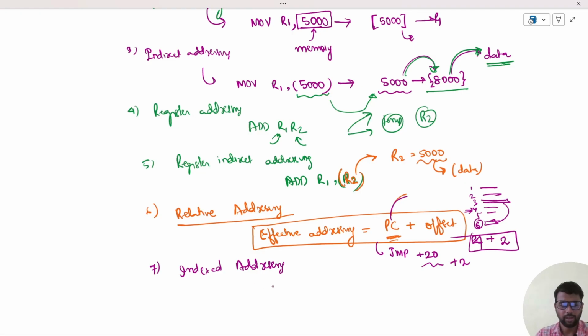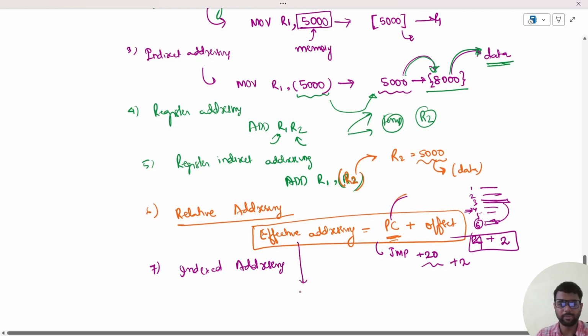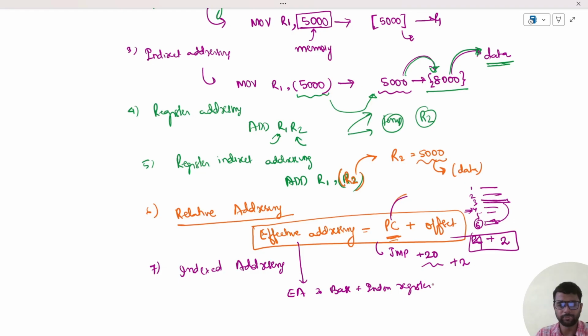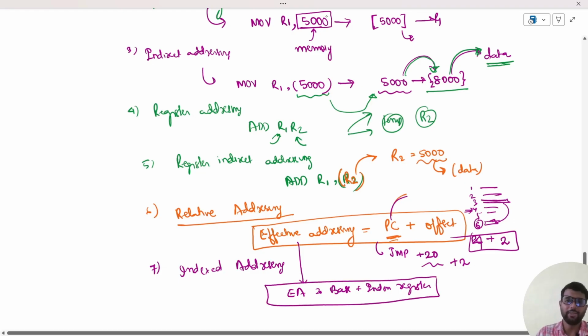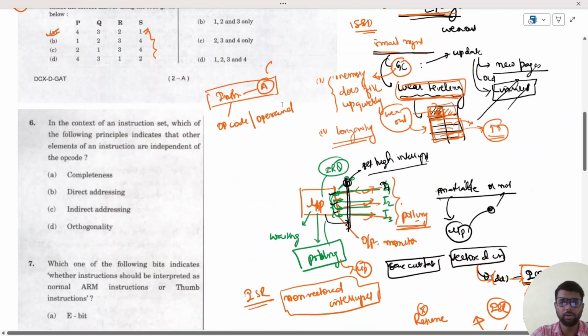Indexed addressing. Here the effective address is given by the base plus the index register. This type of addressing is common when you are accessing an array. So these were the different types of addressing modes we have seen, and the instruction formats.